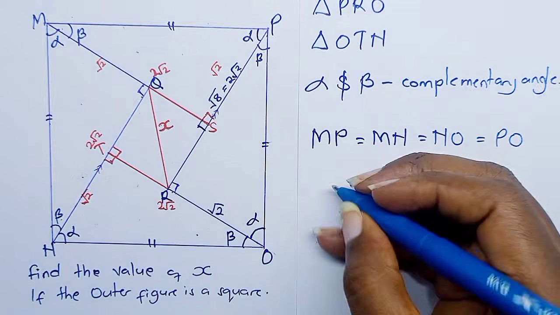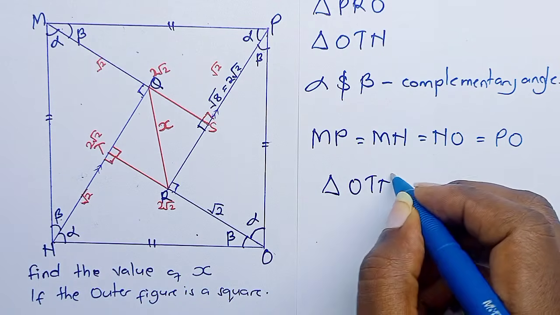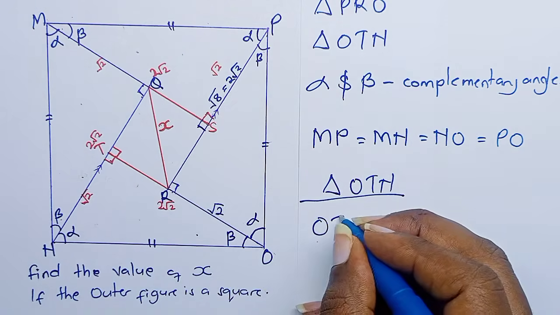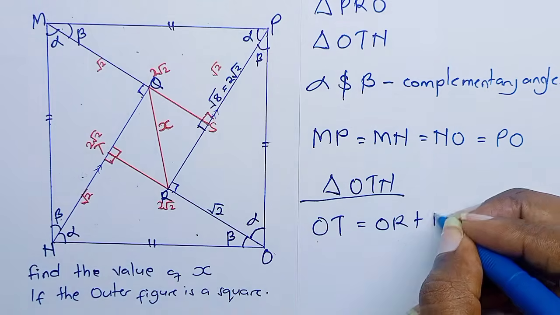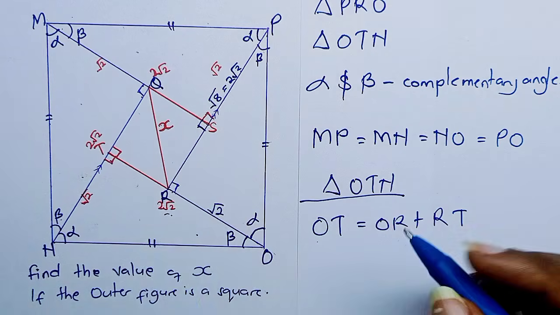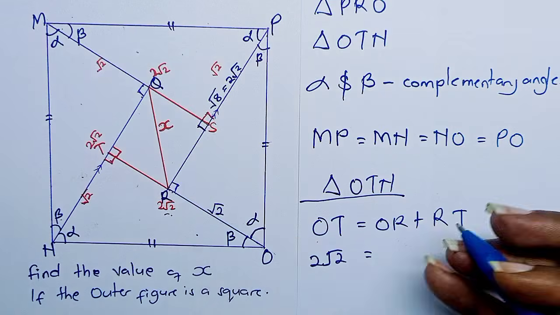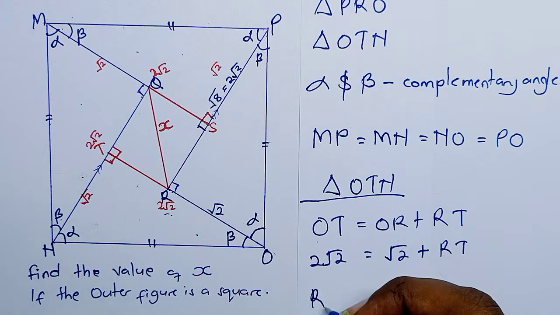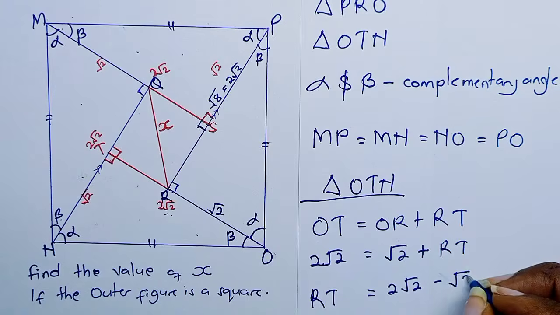And then in this one, the side opposite to alpha is MS, so that is 2 root 2. So if we look at this triangle here, OTN, we can see that side OT is equal to OR plus RT. And we've seen that OT is 2 root 2. So 2 root 2 is equal to OR, which was given as root 2, plus RT. So making RT the subject, this will be 2 root 2 minus root 2.